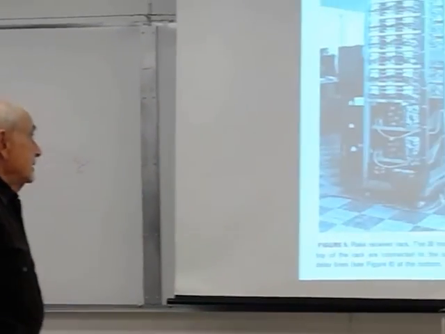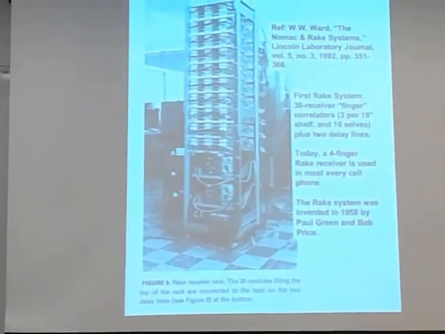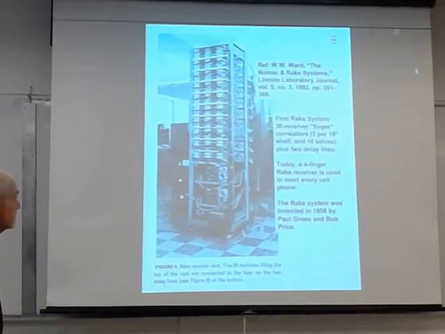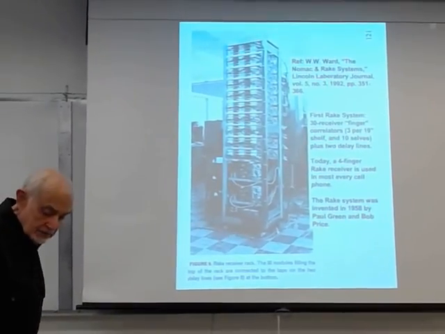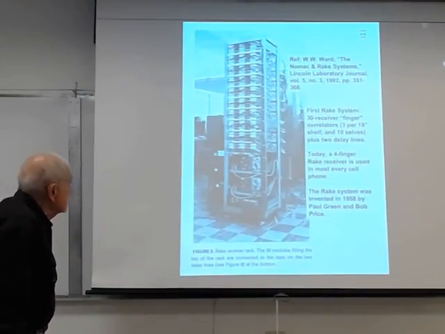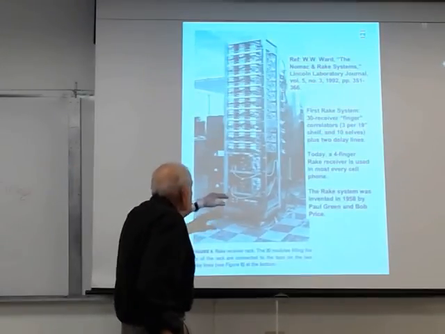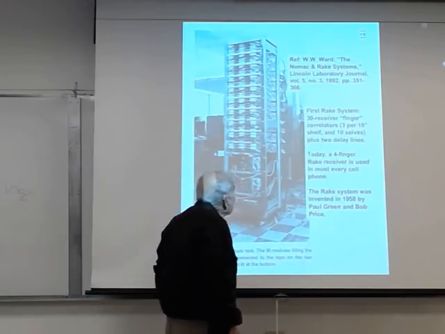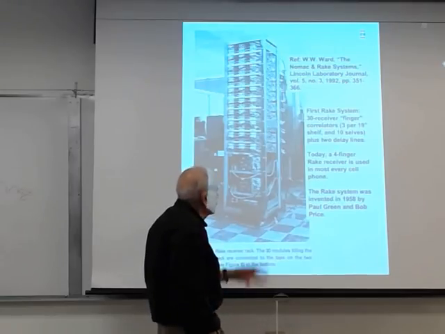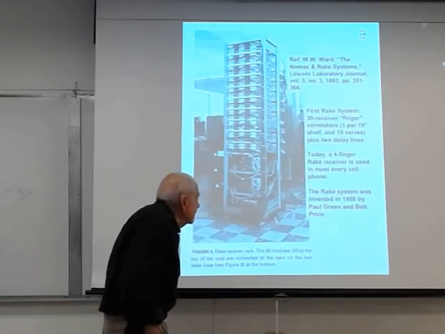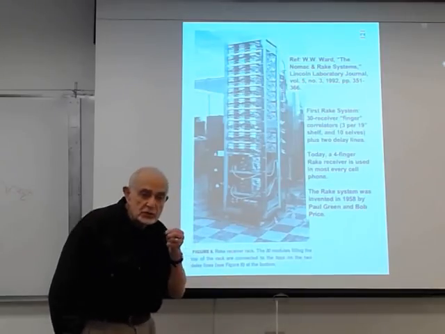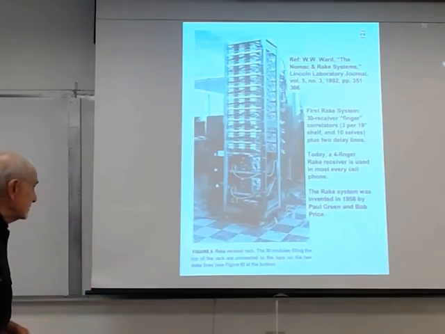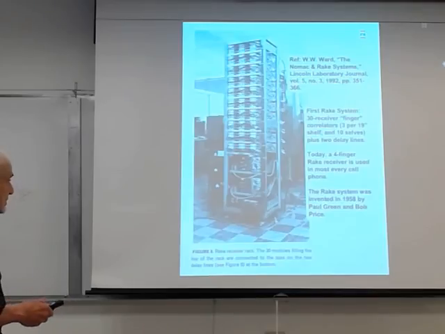So by the way, in 1958, when this was invented at MIT and Lincoln Labs, they had 30 fingers of return. They had 10 shelves with 3 delay lines on each one, making for 30 receiver correlators. And today, a 4-finger rake receiver is used in most every cell phone, which is just a little portion of the chip actually. And this is what the first rake receiver looked like.